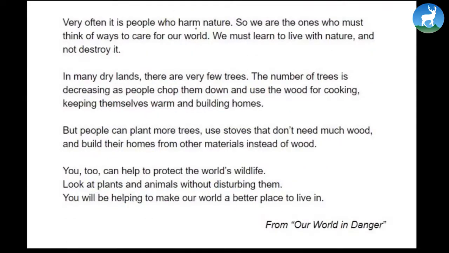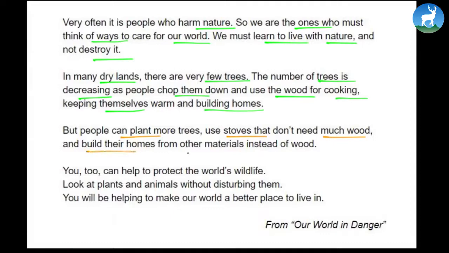Very often it is people who harm nature. So we are the ones who must think of ways to care for our world. We must learn to live with nature and not destroy it. In many dry lands, there are very few trees. The number of trees is decreasing as people chop them down and use the wood for cooking, keeping themselves warm and building homes. But people can plant more trees, use stoves that don't need much wood, and build their homes from other materials instead of wood.